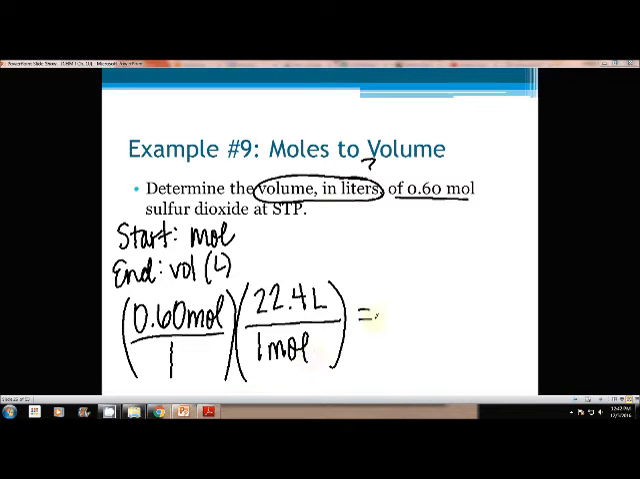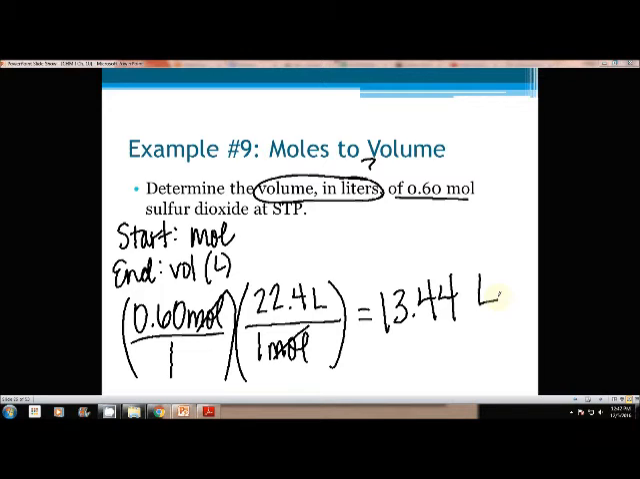Okay. So now moles cancel away, and are we multiplying or dividing? Multiplying. What do you get? 13.44. I heard that said in unison, so I'm going to guess it's right. Yes. Okay. And so sig figs and unit will be? Liters is a unit.